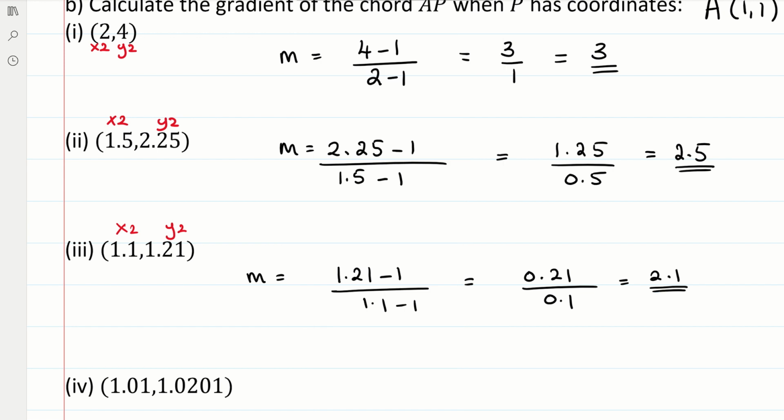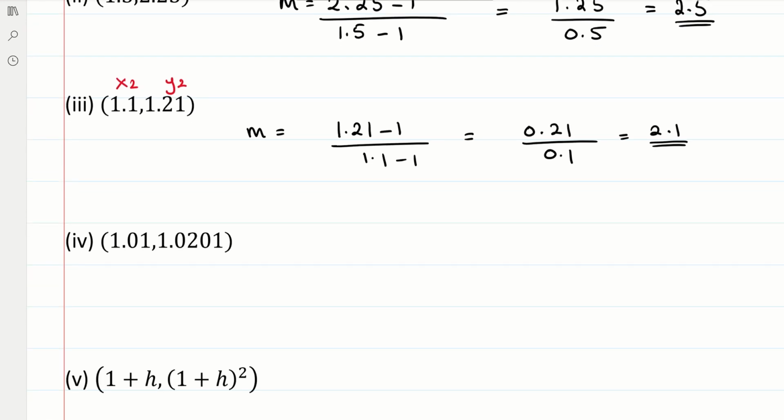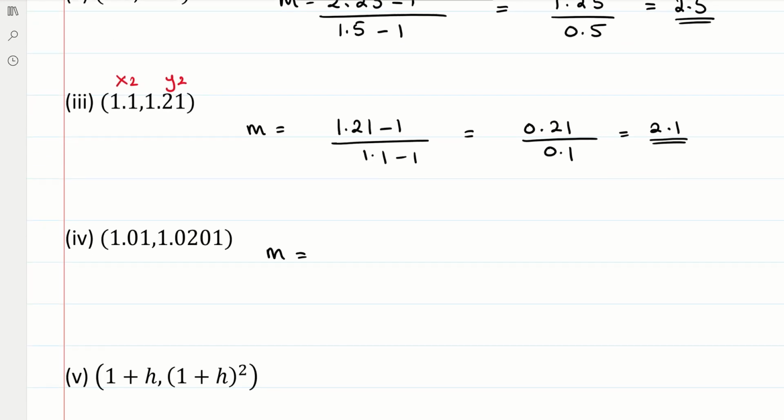Right. So I can already sense that the gradient is tending towards this value, which potentially could be a 2. Let's have a look. Points are getting closer and closer. A and P are getting closer and closer.